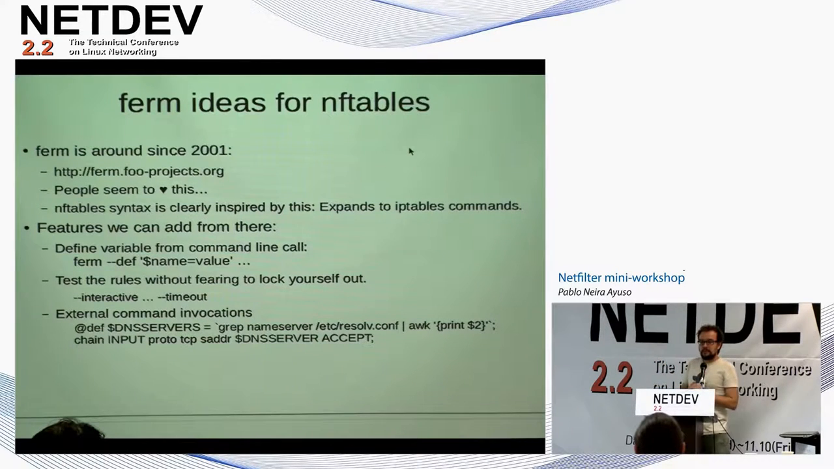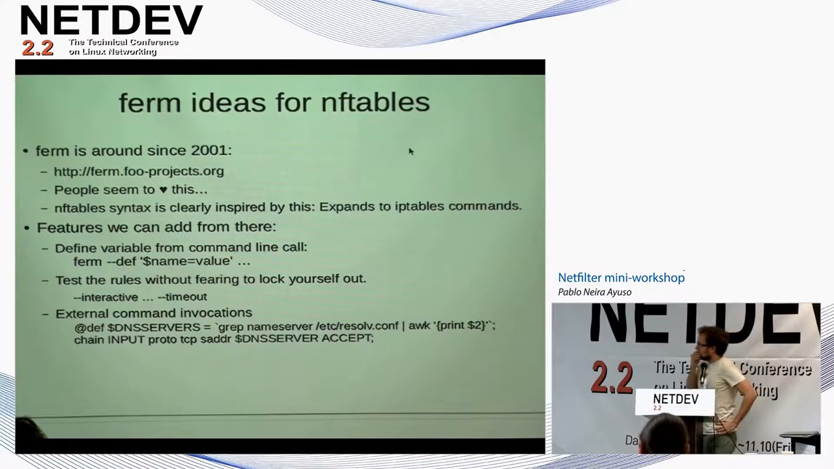But some people like it because it's reducing the complexity that you have to deal with when maintaining an iptables rule set. FERM also comes with features that are available in nftables, like inclusion of files, and it comes with quite a lot of advanced scripting capabilities that we would like to have. This is not yet available in NFT, but it's something that we would like to have at some point. These are the main features that we consider useful in the Netfilter workshop.